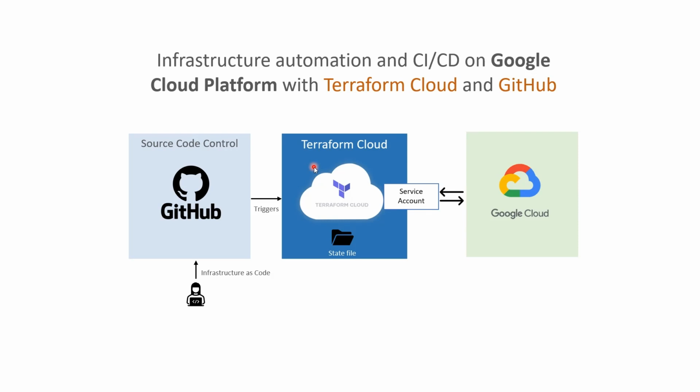And if we're happy with the plan phase, we go ahead and apply to make the changes within Google Cloud through a service account which has the appropriate roles and permissions to manage the infrastructure within our Google Cloud project. We're going to have a step-by-step demo for each of the phases to eventually build a CI/CD pipeline using Terraform Cloud, with GitHub as source code control, on Google Cloud. Let's have a look.